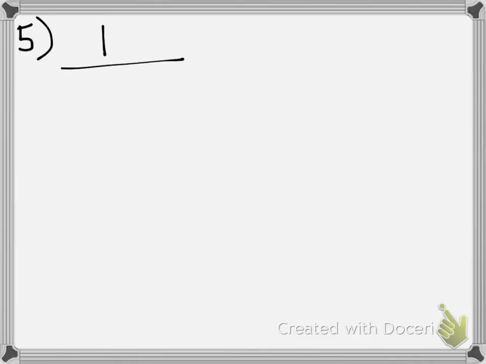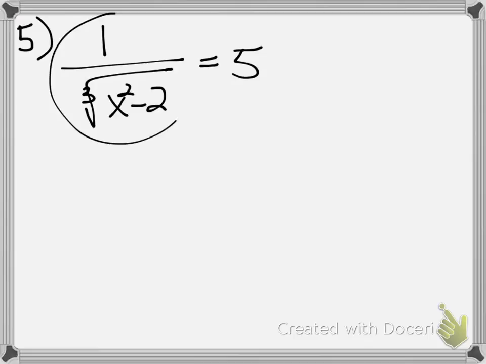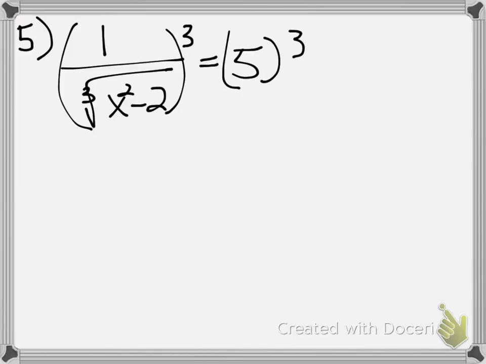So I have 1 over the cube root of x squared minus 2, and that equals 5. So truly the radical is isolated. It's just in fraction form. So I'm going to go ahead and cube both sides.